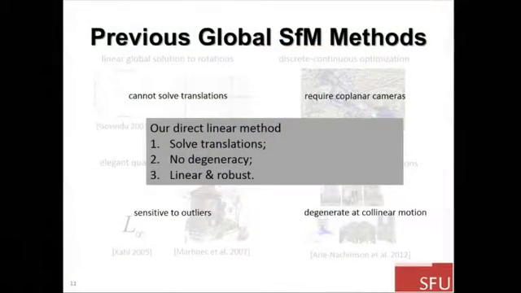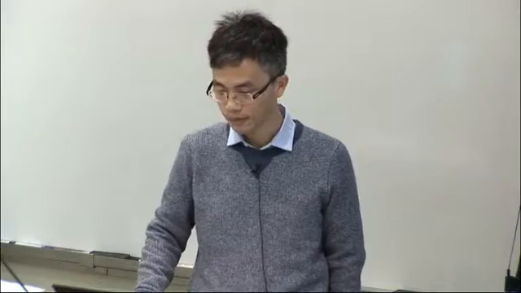So we derive a direct linear method that has the following interesting properties. Firstly, it solves translation. Secondly, it does not degenerate at collinear motion. And thirdly, it's linear and robust. So in the following, I'm going to present the details of our method.